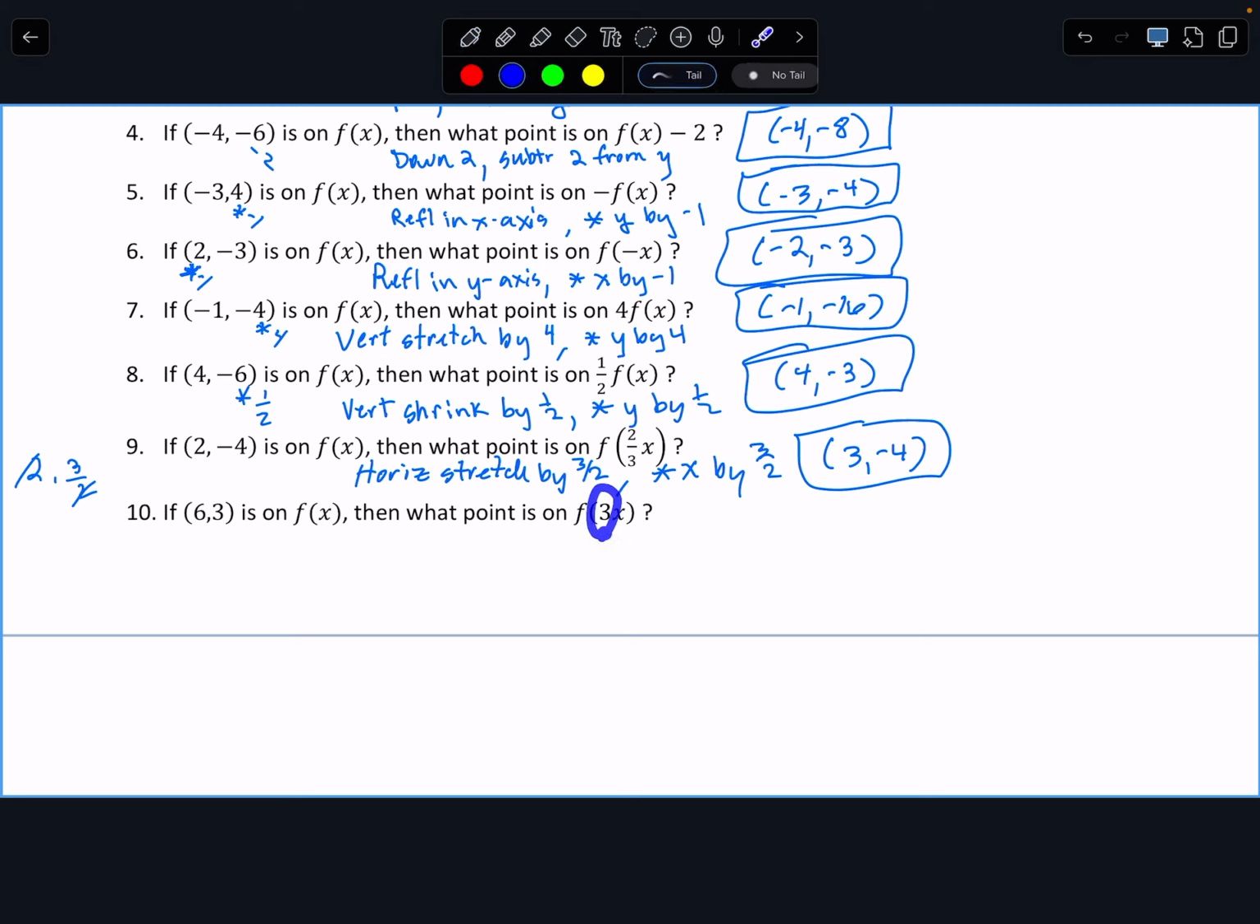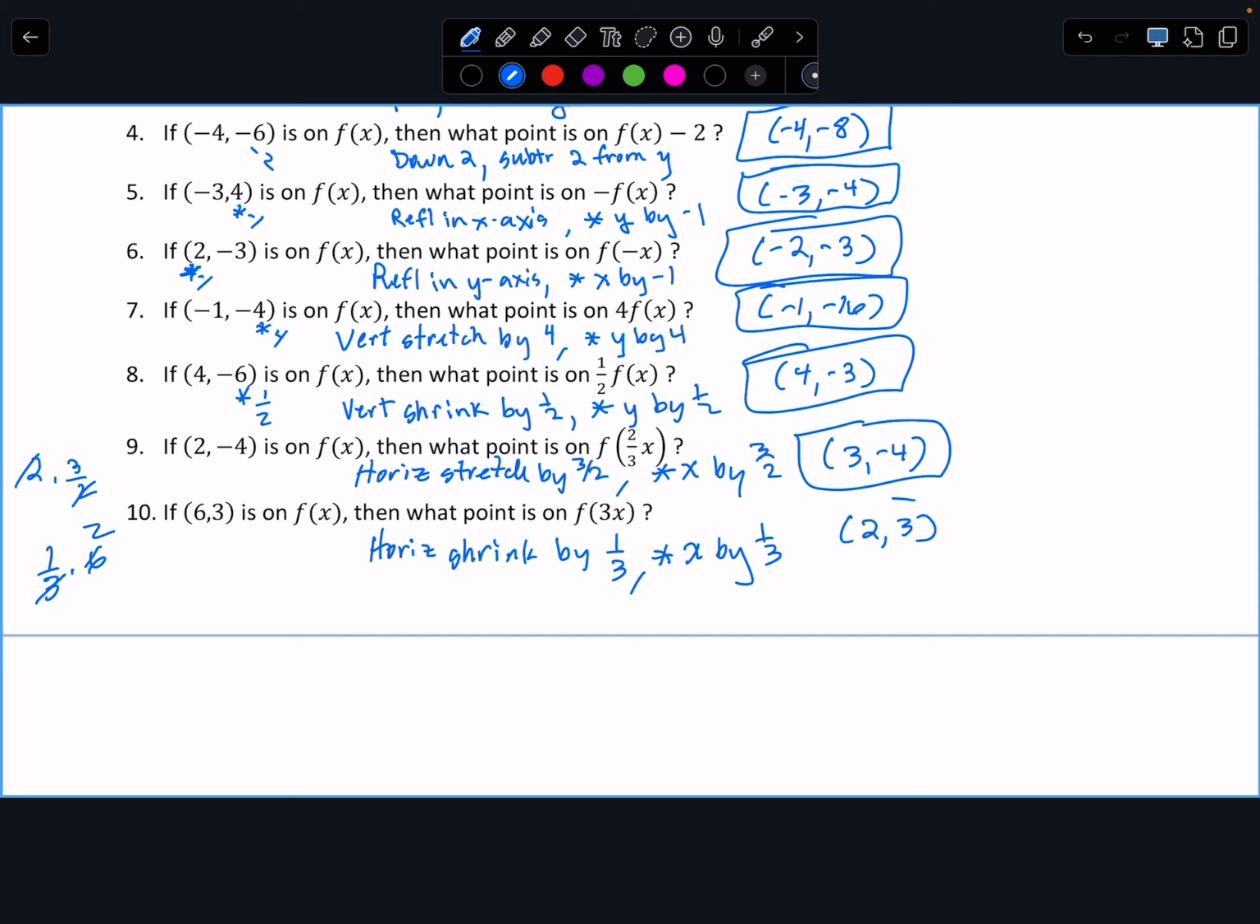And when it's 3 times x, you have to multiply by the reciprocal. It's 1/3, and you get the shrink. You get a horizontal shrink by 1/3. So you multiply x by 1/3. And 1/3 times 6, 3 goes into 6 2 times, you get 2. And that's it.